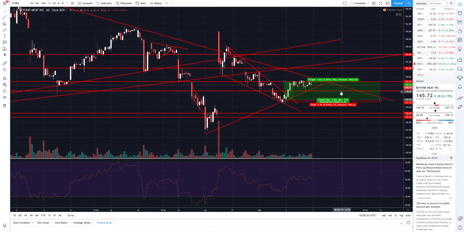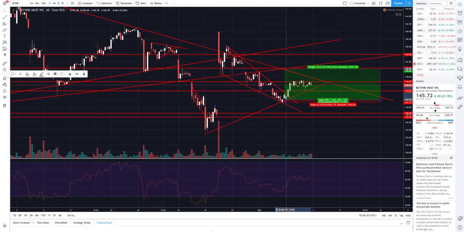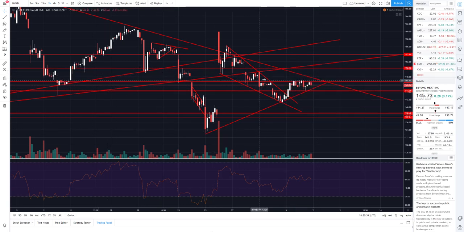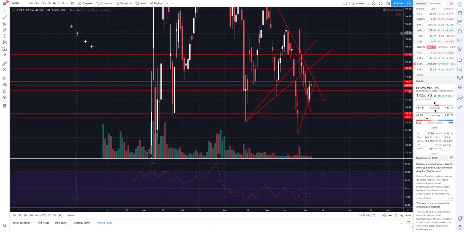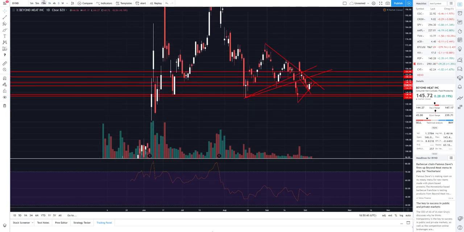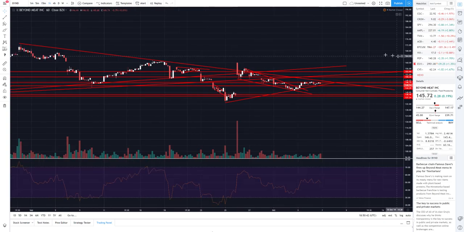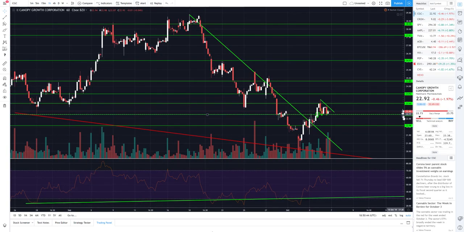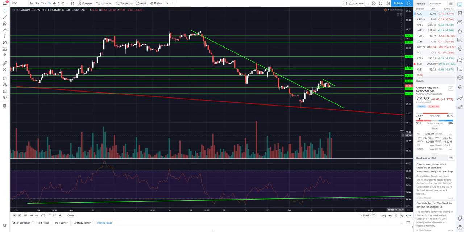So this target would be 5 to 1 risk to reward. This one would be 8. So that's how you use the tools and stop losses too. Let's look at Canopy. Then we'll talk a bit more.